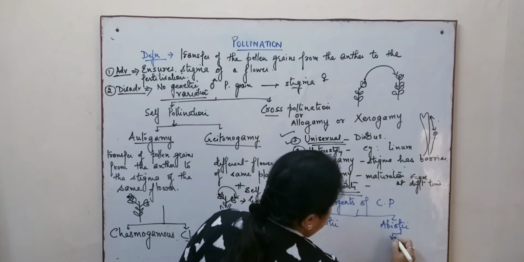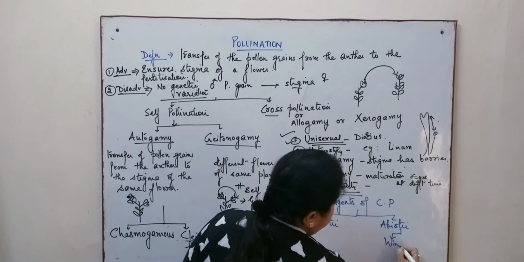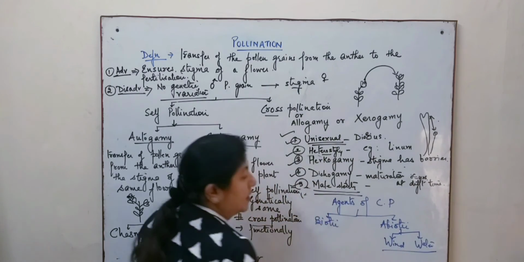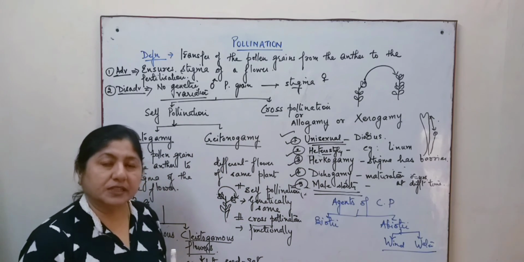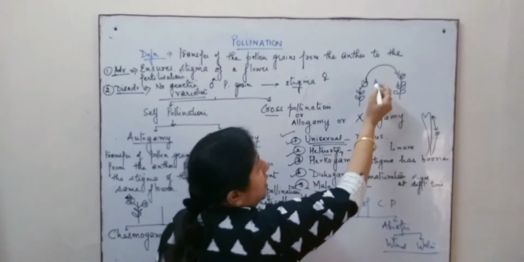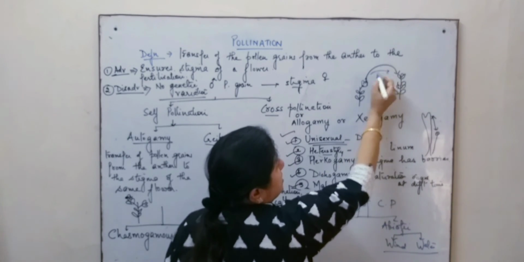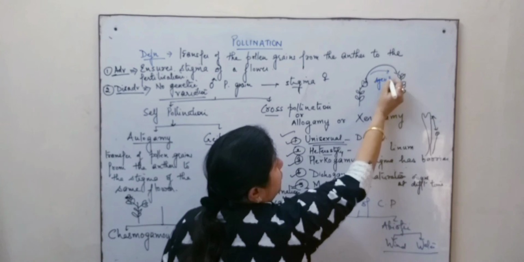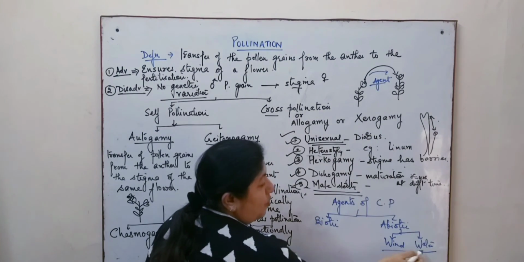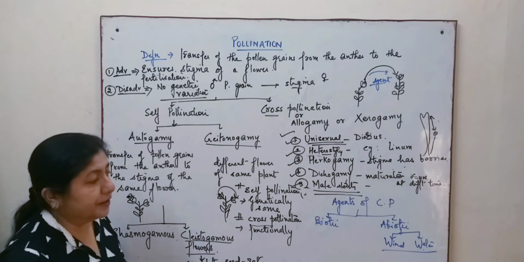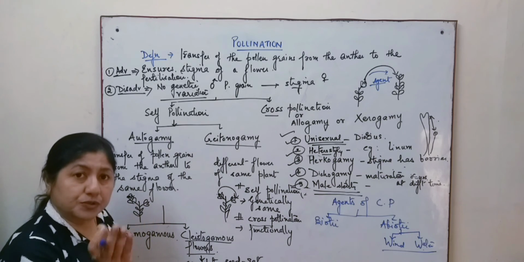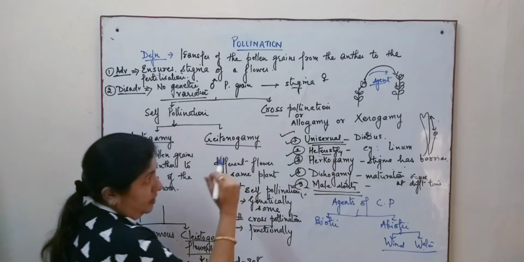When we talk of abiotic agents, normally wind and water are the medium by which the pollen grains of a plant are moved, because in cross pollination an agent is required. These agents can be wind or water, which transfer the pollen grain from the anther to the stigma of the flower of the other plant.